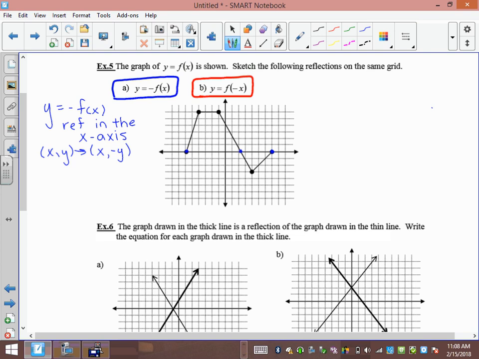So this one is at 4, negative 4 and 6, so it's going to be at negative 4 and negative 6. Then I connect them. Go to the next one. This one's at negative 1 and 6, so it's going to be at negative 1 and negative 6. The x's are staying the same, the y's are changing. This one's at 0 and 4. It's going to be at 0 and negative 4. This one is at 4 and negative 3. It's going to be at 4 and positive 3. And then we cut back down.